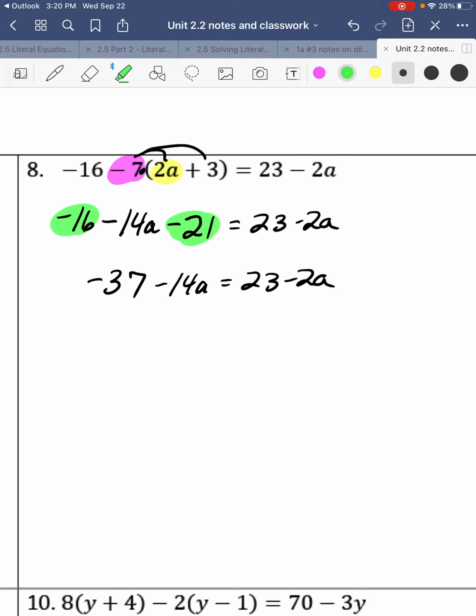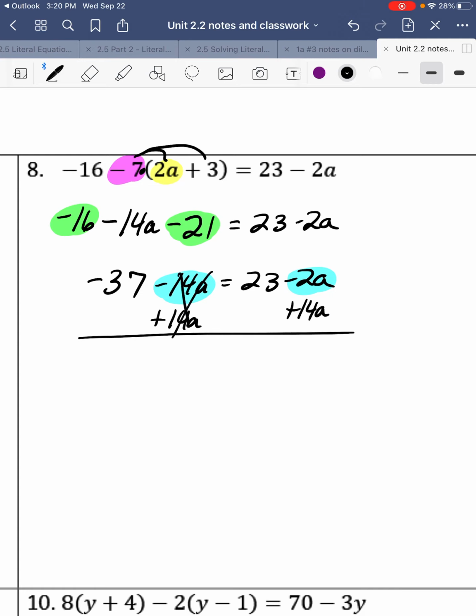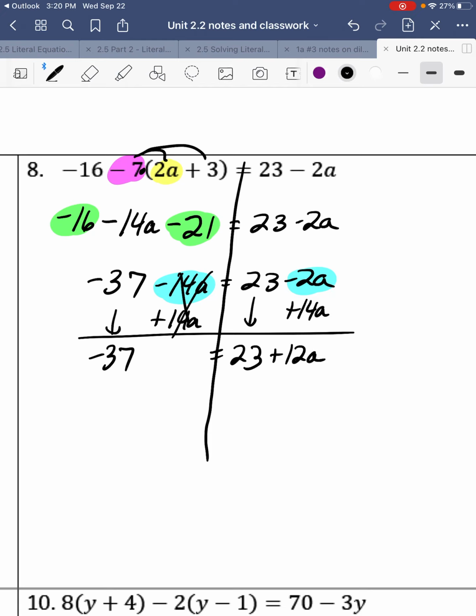We have like terms on the opposite sides of the equal sign. So -14a and -2a. Does not matter which way you go. I'm going to add 14a because that'll make a positive number of a's. I like that better. So I keep forgetting about this line down the middle. -37 comes down. 23 comes down. That one we didn't touch. Negative 2a, and we add 14 a's to that, so that's going to be a positive 12. So negative 2 plus 14 is positive 12a.